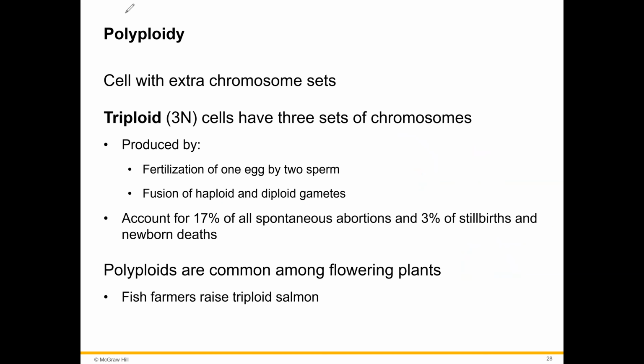So polyploidy accounts for 17% of all spontaneous abortions and 3% of stillbirth and newborn death. Polyploids are common, however, as I already said, among flowering plants, or fish farmers raise triploid salmon. It's never really possible in human babies, because if an embryo or fetus is triploid, it will just not develop, right? Or it will not survive.